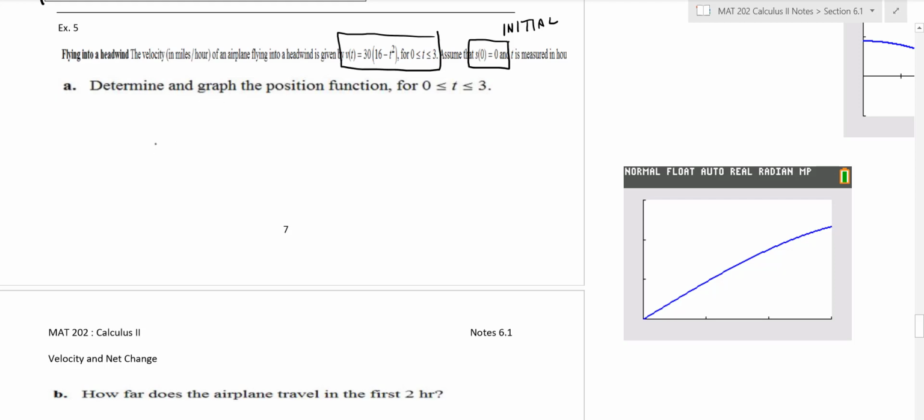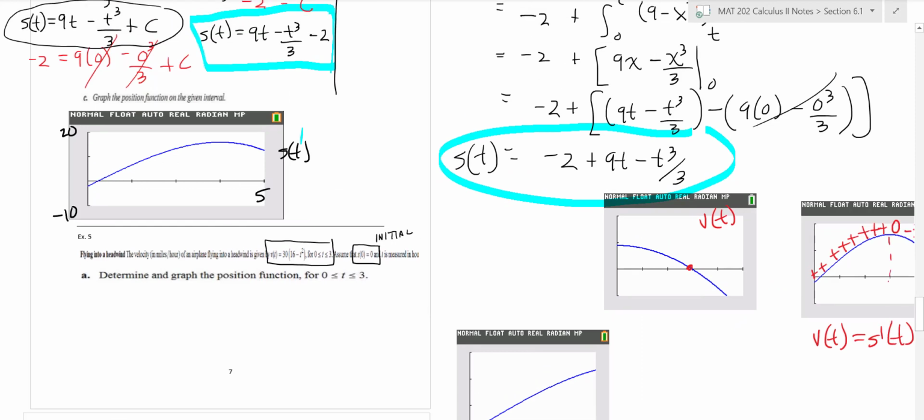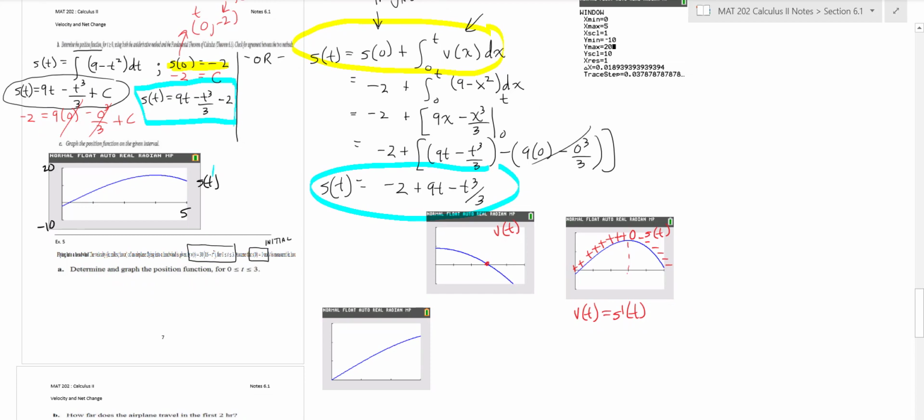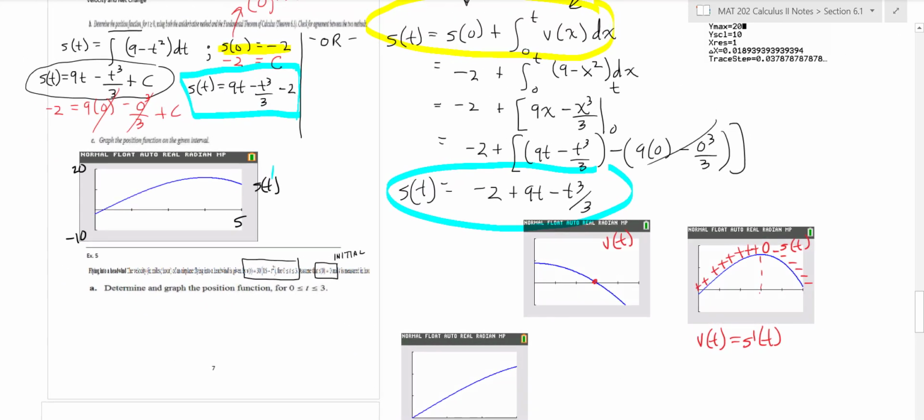So you can either do the formula right here. You could use this formula if you want to. You can certainly do that if you want to, or you can just do it the other way. I don't really care which way you do that. I'm going to go ahead and just do this using the formula. I'm going to go ahead and write this down. So I have S of t is built by taking the initial value, which you're given, plus the integral from 0 to t of v of x dx.